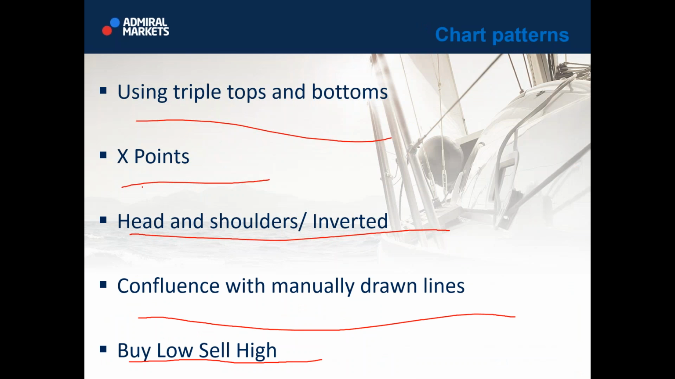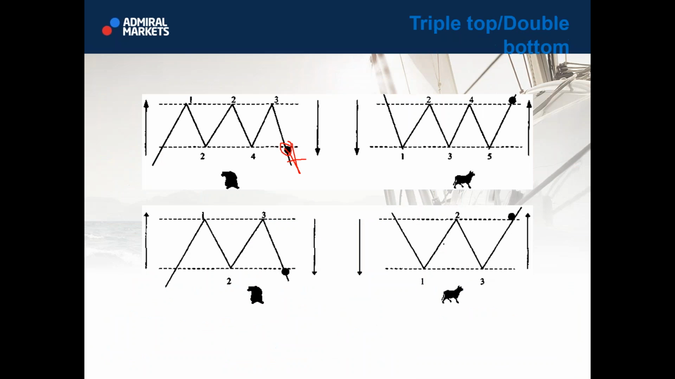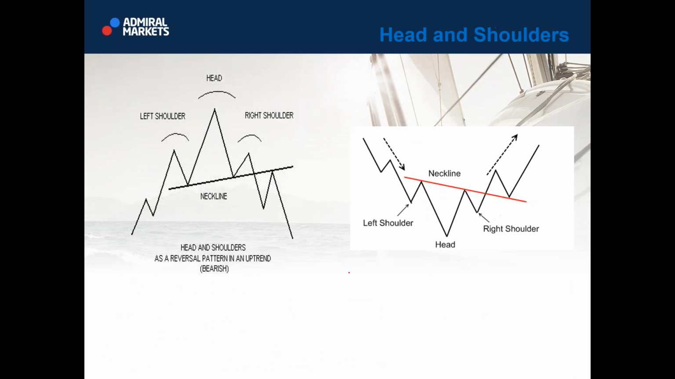So triple tops and bottoms, X points, head and shoulders, confluence with manually drawn lines, buy low, sell high. When you see an M pattern, this is point 1, point 2, point 3. After point 2 has been broken, usually the price will proceed down. So this is a bearish pattern. W is a bullish pattern. 1, 2, 3, W. Usually the price will go up.